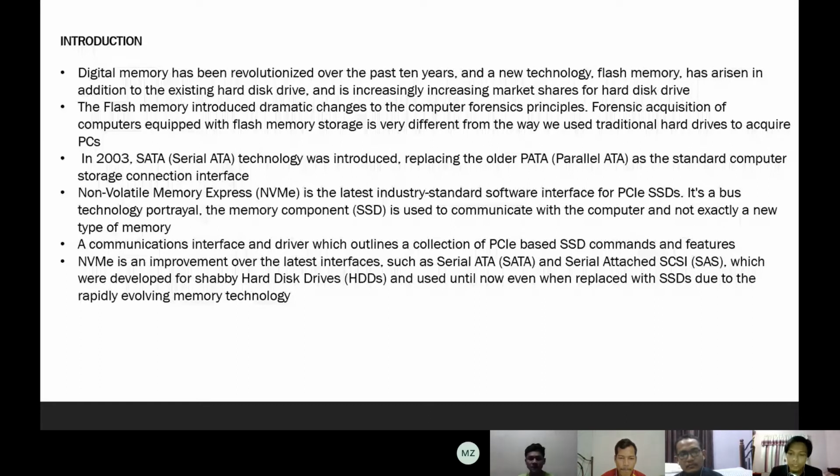So next will be the problem statement from Hafizul Hisham. Okay, I'm the second presenter.